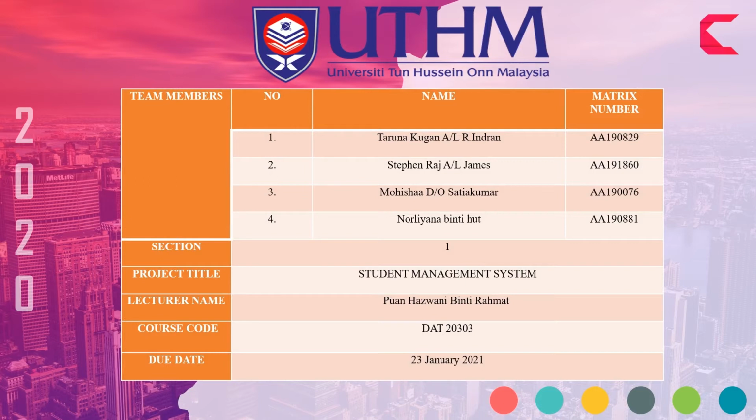First of all, I am Stephen Raj, son of James, and my matric number is AA191860. So my name is Taruna Kugan and my matric number is AA190829. My name is Nalini Hood. My matric number is AA190881. And my name is Mosha Satyakumar and my matric number is AA190076. So this is our team's introduction.